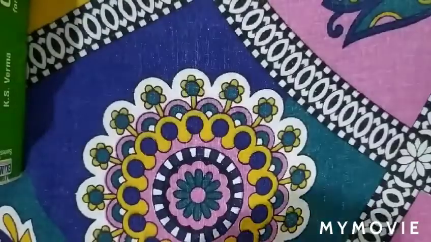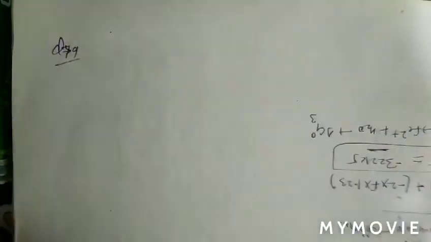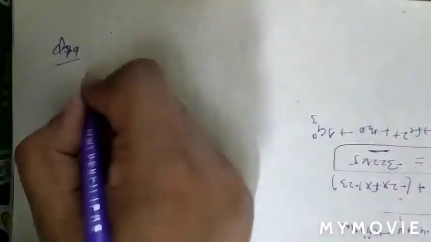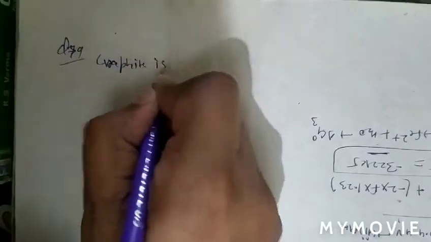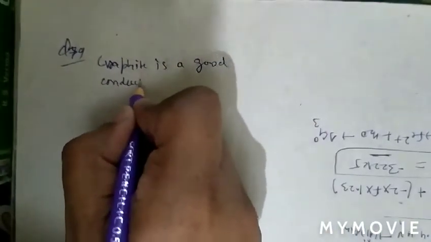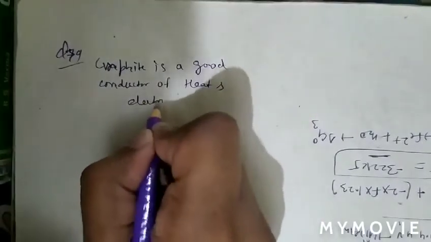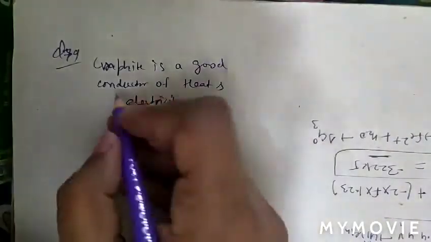See question number 79. In question number 79, the question is which of the following shows electrical conductivity? As we know that graphite is a good conductor of heat and electricity. So question number 79, option B is correct.